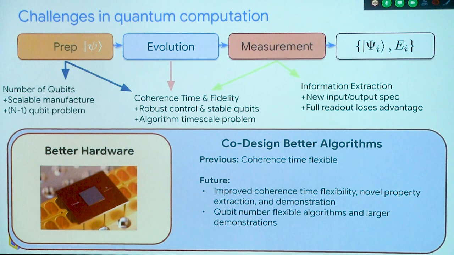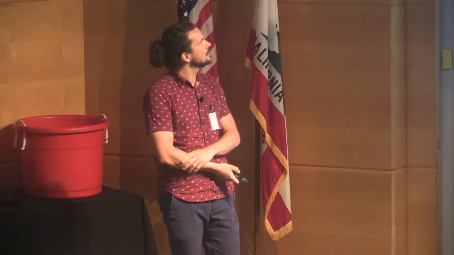So one way to go is to simply design better hardware. And you would like to say that, well, maybe we can just reach perfect extremes. But I like to say that maybe we should all meet in the middle, and co-design better algorithms that are coherence time flexible, and maybe flexible in some of these other regards, so that as the device gets better, your answer gets better, but you're never stuck in a weird situation where you just can't run anything at all on the device.